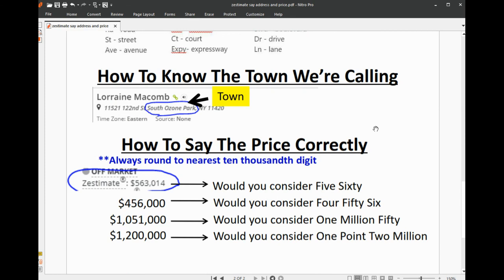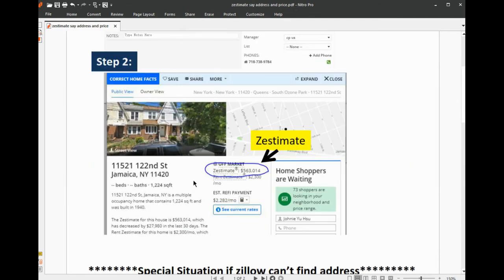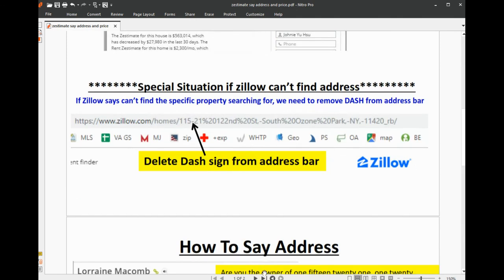Okay, so this is how you find a Zestimate, and we will need to use this in order to move forward with the script. Any questions?